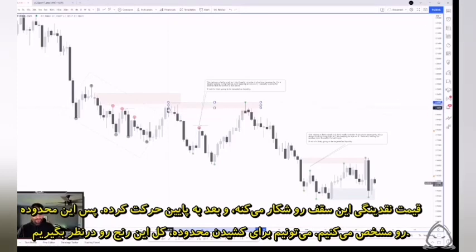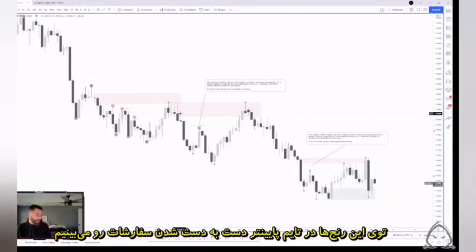Again, how you draw this one is a little bit up for interpretation. We can pretty much just take this entire range, because basically what this candle formation is, it's a range. Again, interaction on the lower time frame.